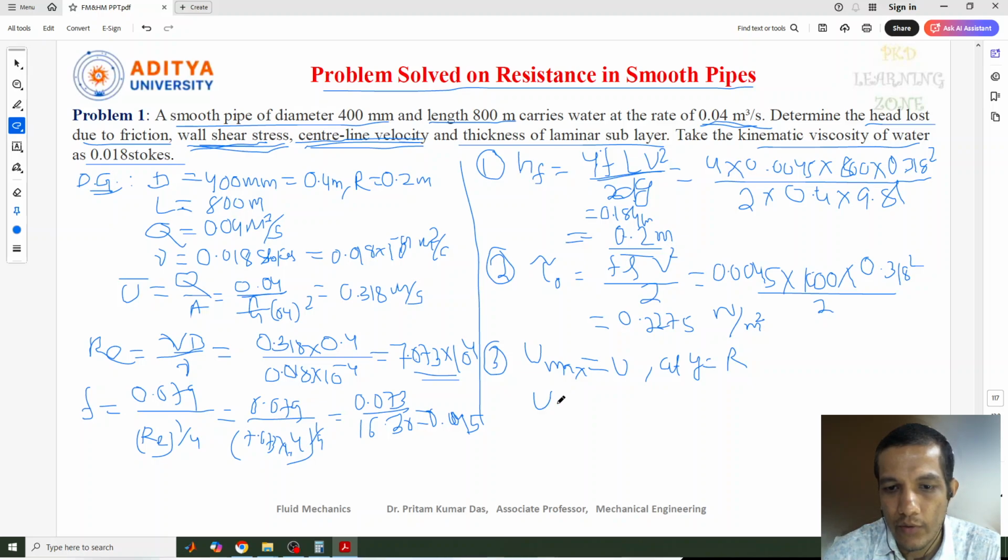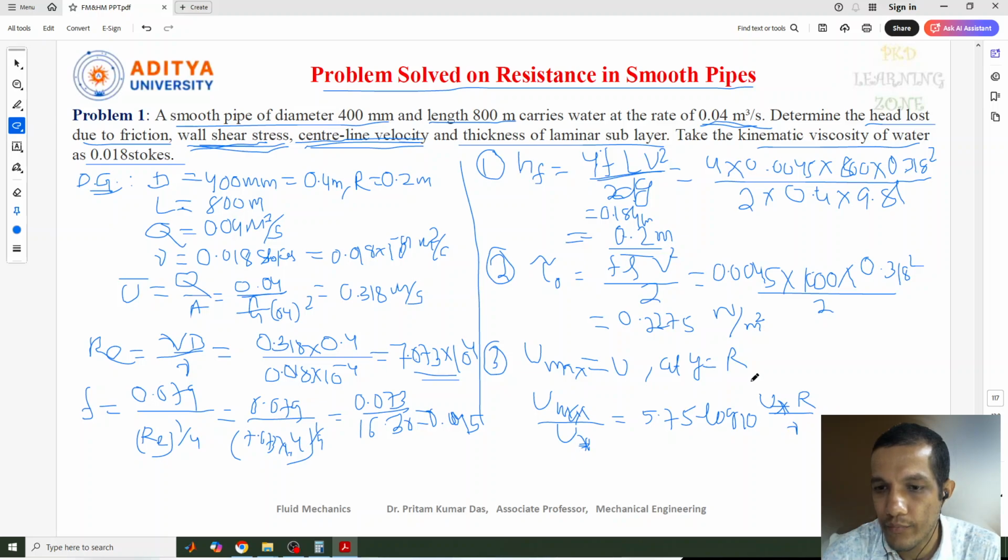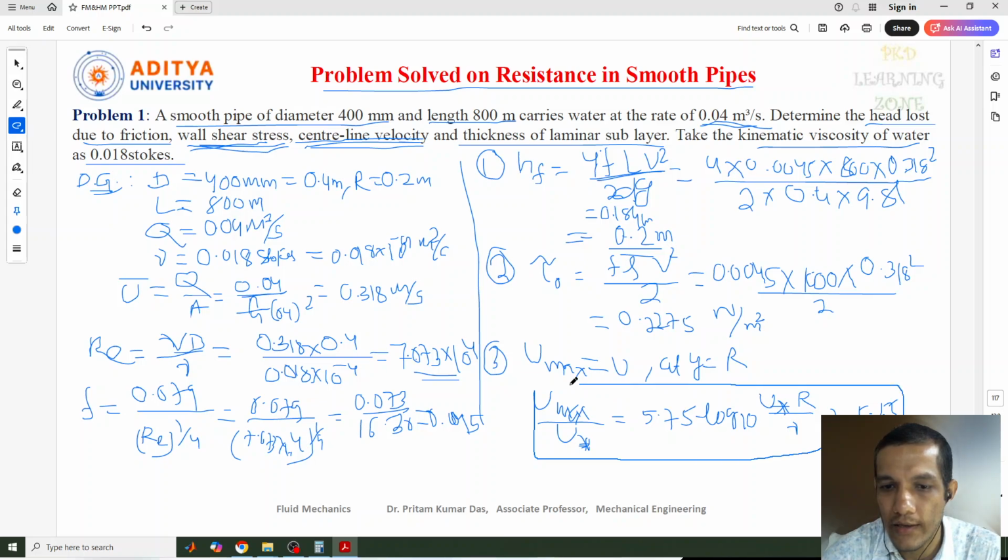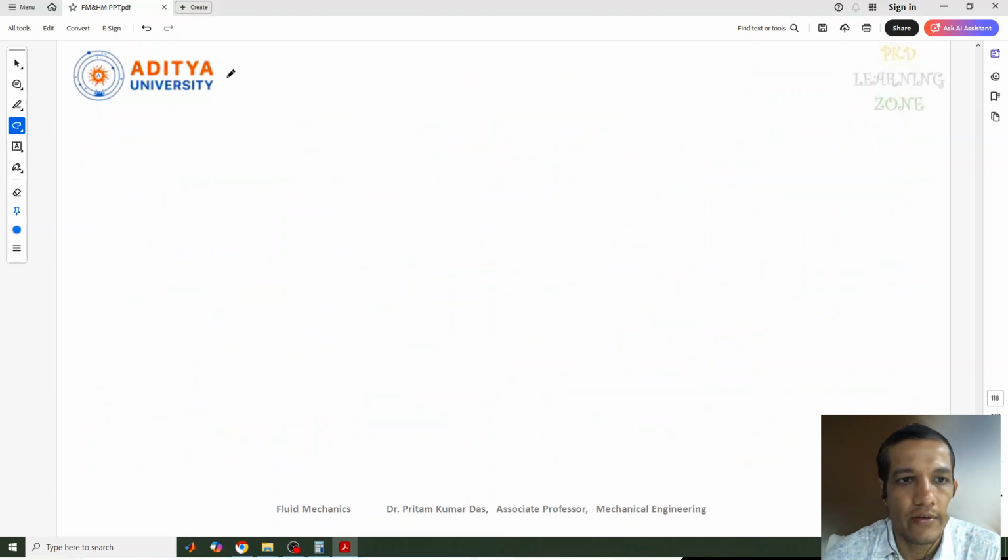For that also we know the formula. We can write u by u star, and in terms of u I am writing u max. So u max by u star equals 5.75 log 10 of u star r by nu, plus 5.55. Here u star y by nu was there, so I'm putting y equal to r. This is the formula, and u star is required in the next step, so we'll go for the next step.